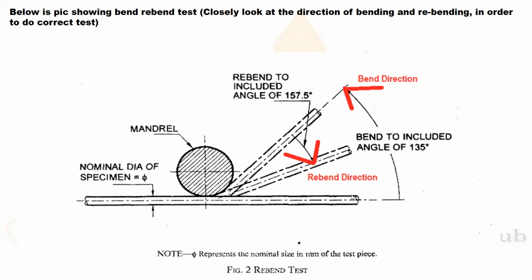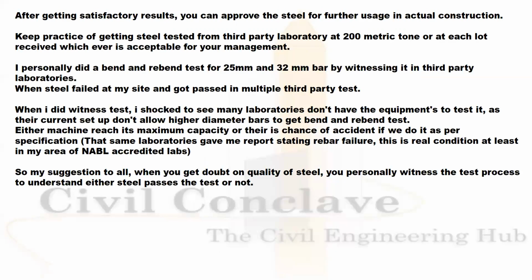This is a main bar. Bend it to an angle of 135 degrees. Then rebend it at an angle of 137 degrees. First you take it up, then bring it down. If you notice any cracks or anything in the specimen, just report to your senior for necessary action. After getting a satisfactory approval, you can start using it.